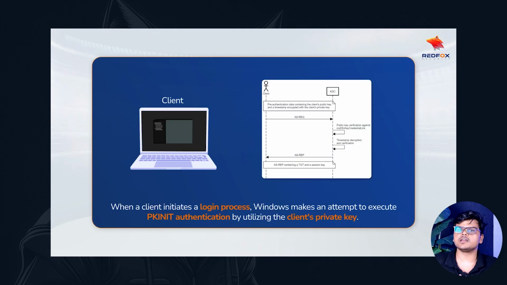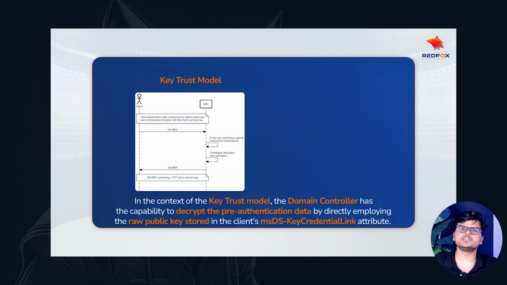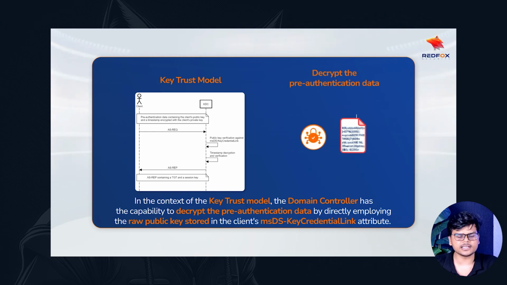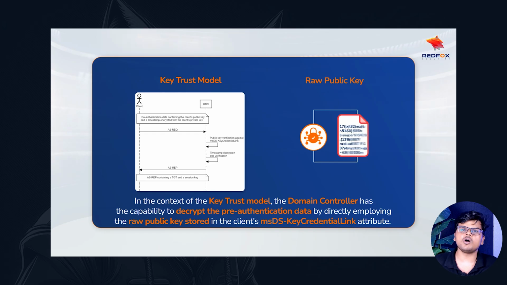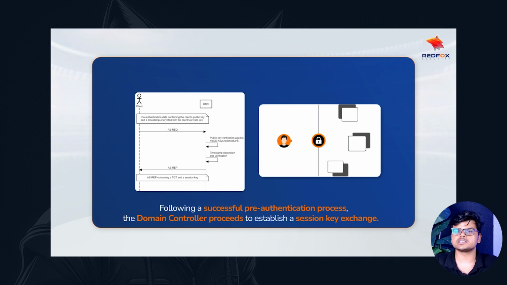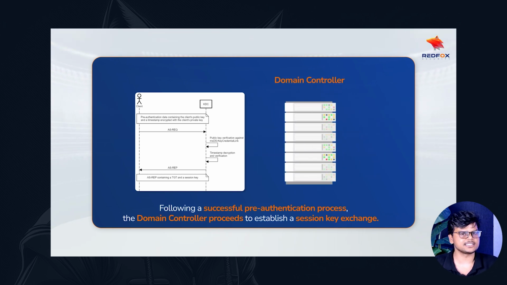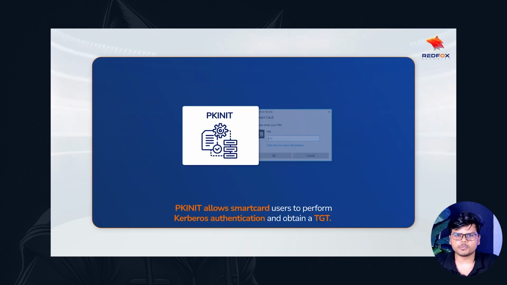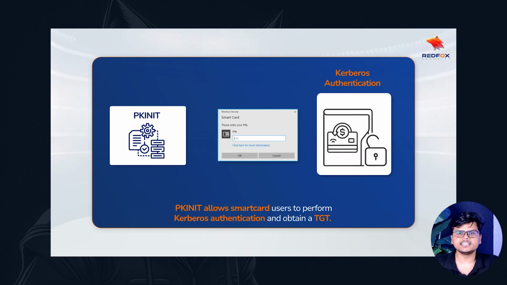When a client initiates a login process, Windows makes an attempt to execute PKInit authentication by utilizing the client's private key. In the context of the key trust model, the domain controller has the capability to decrypt the pre-authentication data by directly employing the raw public key stored in the client's msDS-KeyCredentialLink attribute. Following a successful pre-authentication process, the domain controller proceeds to establish a session key exchange. PKInit allows smart card users to perform Kerberos authentication and obtain a TGT.